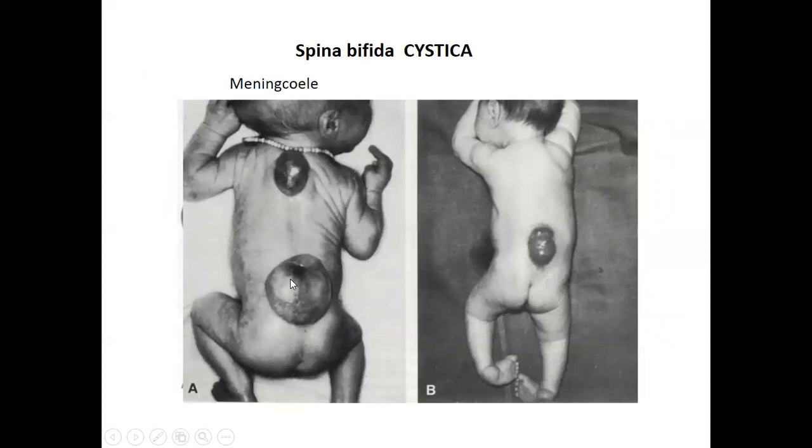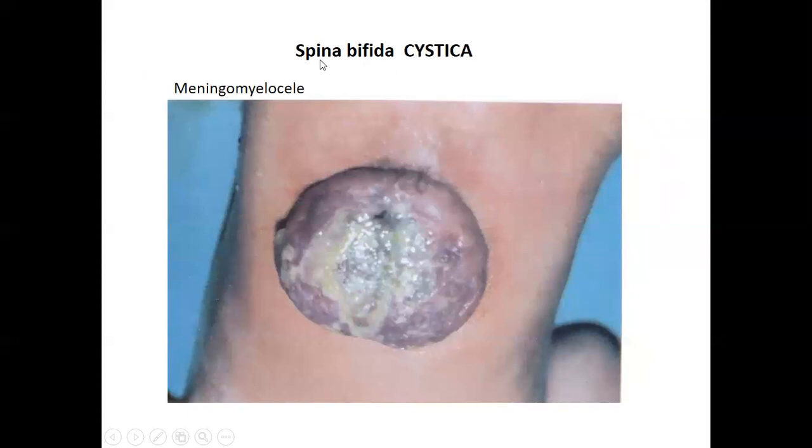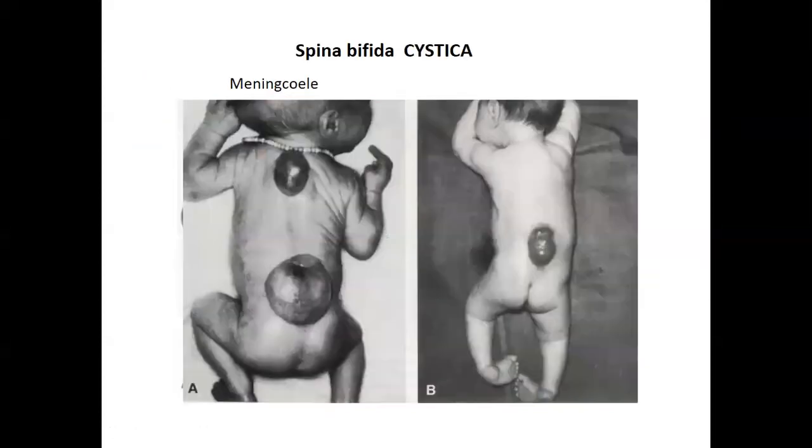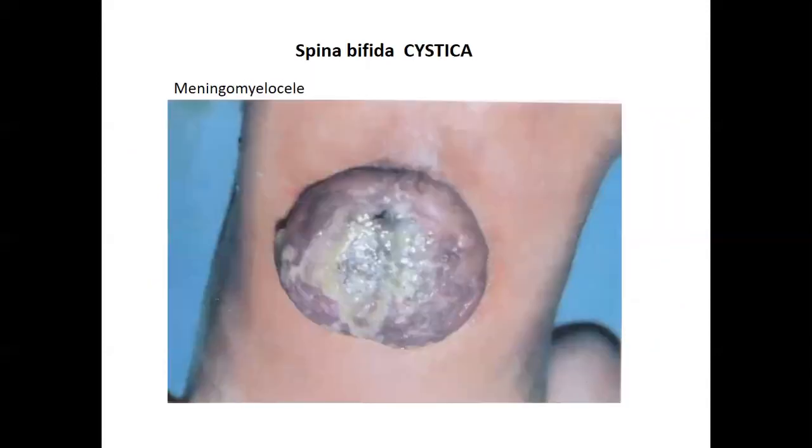It's protruding out as a cyst, okay, at the back. Okay, the spina bifida cystica, meningocele: the meninges are protruding out. Meningomyelocele: the meninges and also the neural tissue or spinal cord are protruding out.